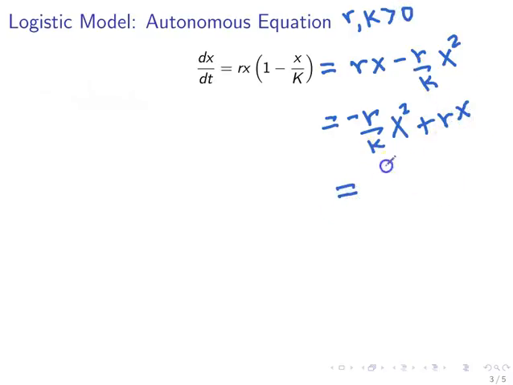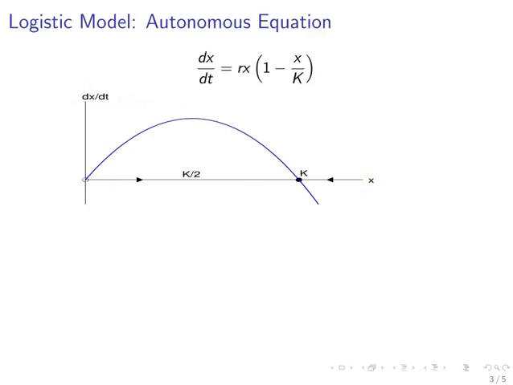Then this right-hand side, which we can call f of x, is clearly concave down, right? It's a parabola that is concave down. And so, in fact, here we have a plot of that scenario. So we have x prime versus x, and this is that curve f of x.